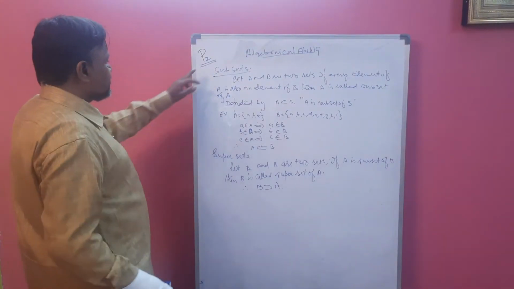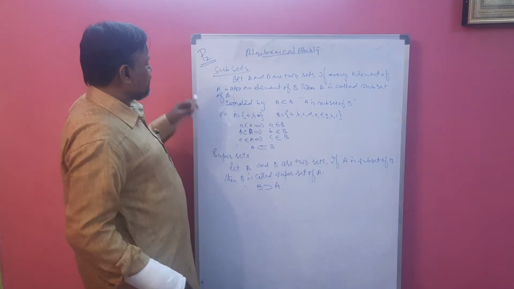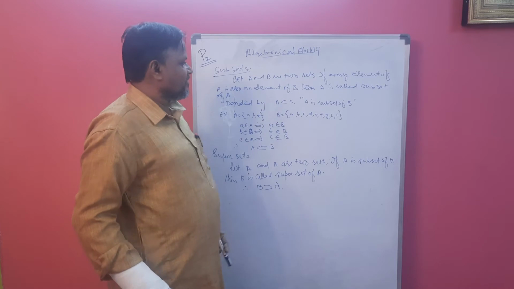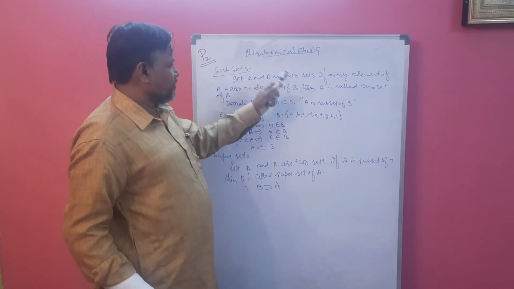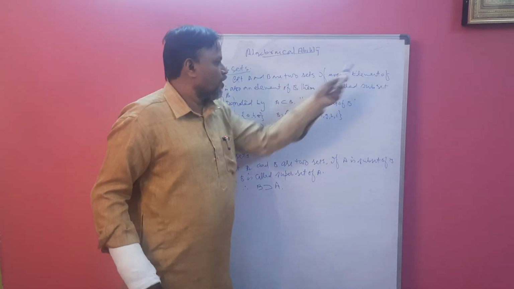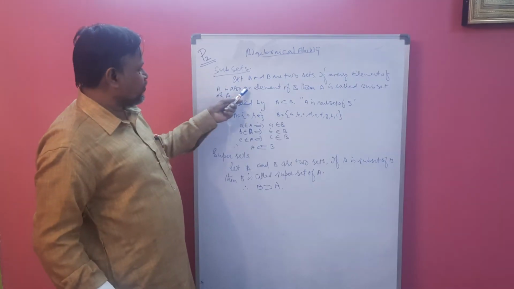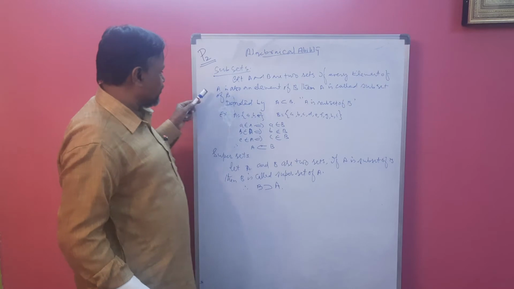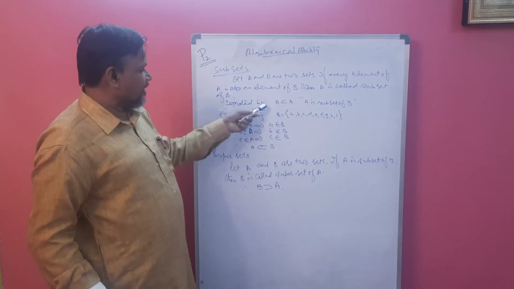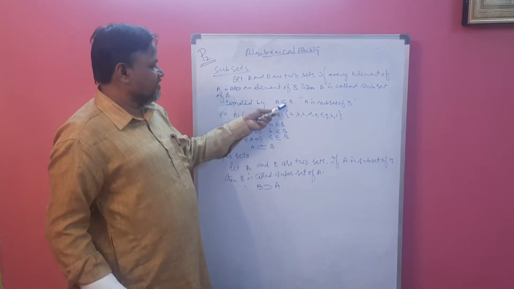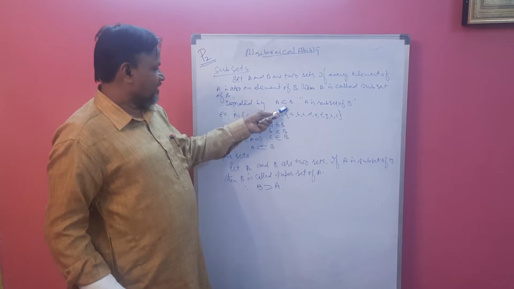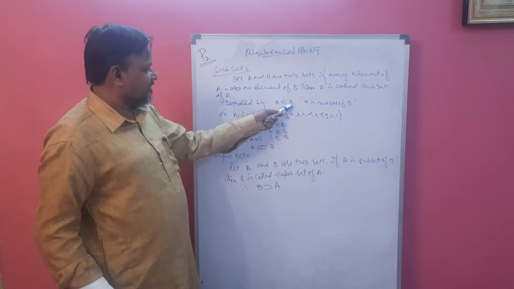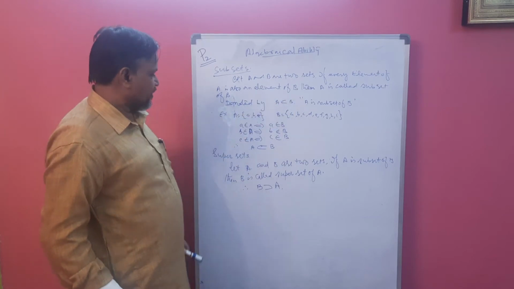Now subsets. Let A and B be two sets. If every element of A is also an element of B, then A is called a subset of B, denoted by A ⊆ B. This is the subset sign. We read it as A is a subset of B.